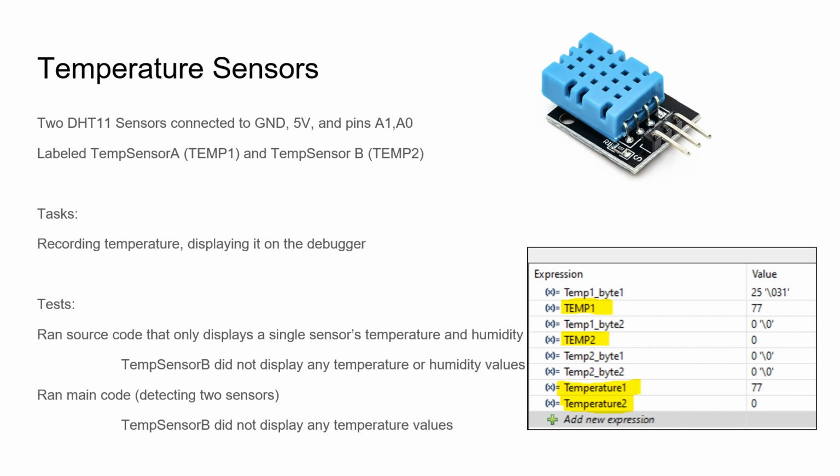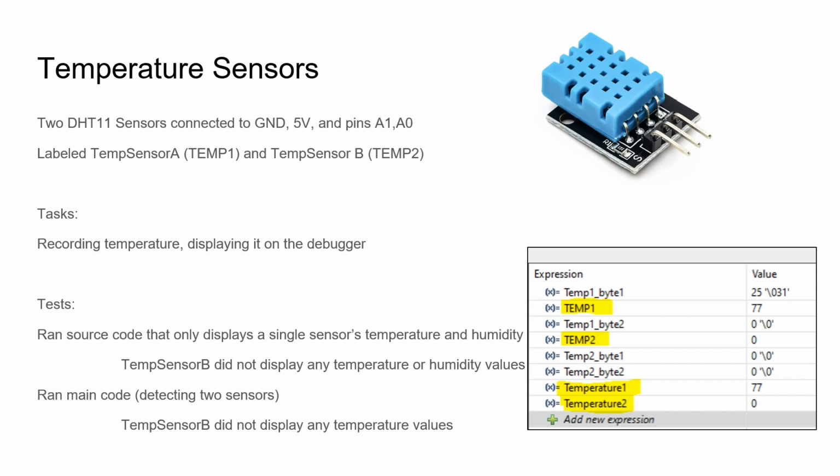Now, as far as going through the tests, I initially ran a source code. It would just read one DHT11 sensor's temperature and humidity data, and for temperature sensor A it worked perfectly fine, but temperature sensor B did not work at all.